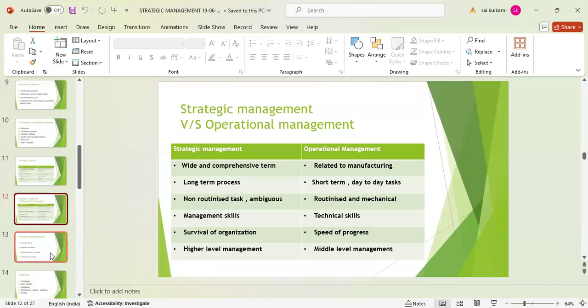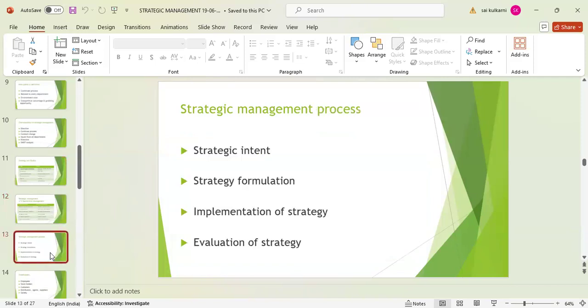Now, I have told you to find out the mission and vision statement of any one organization. So have you tried that? Have you found out? Okay, we'll go for that. Now, the next slide is the strategic management process. And in this slide, we will discuss the mission and vision statement later.